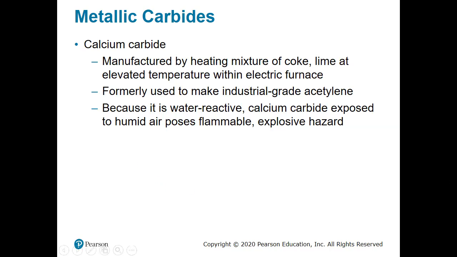Calcium carbide, we get that by mixing coke and lime. Coke, again, carbon-based substance, lime being calcium carbonate. And so putting those together in the electric furnace, we're going to end up getting calcium carbide, CaC2. This was one of the ways that we could make industrial grade acetylene.